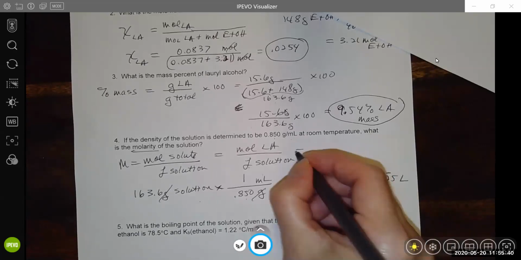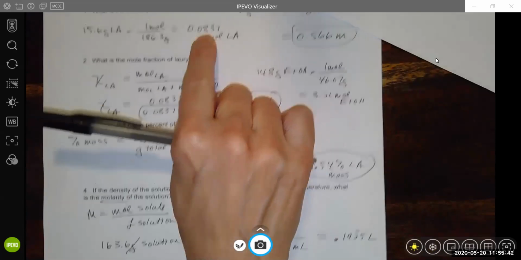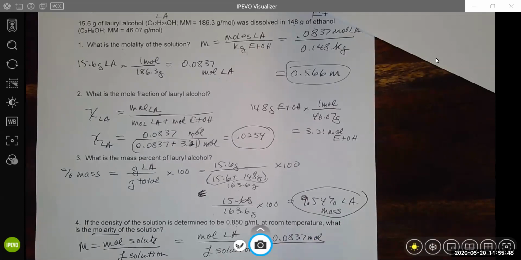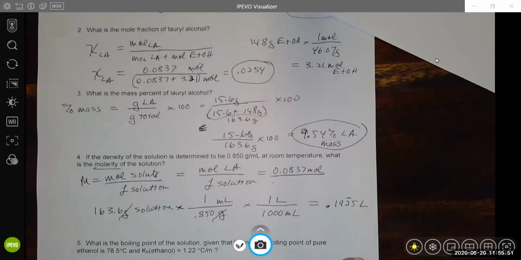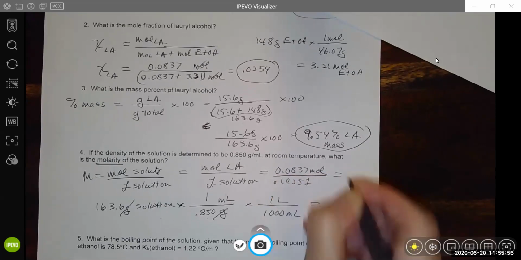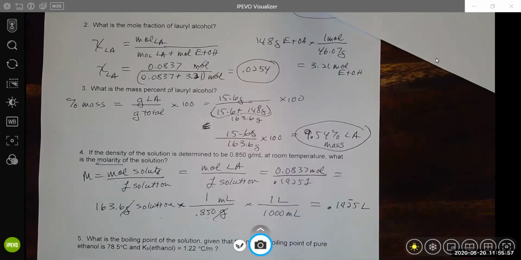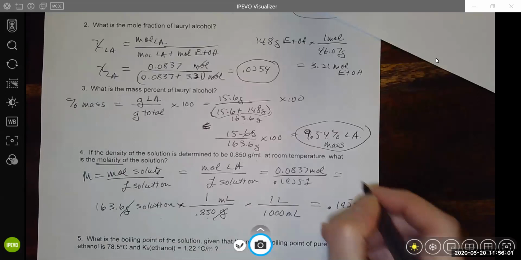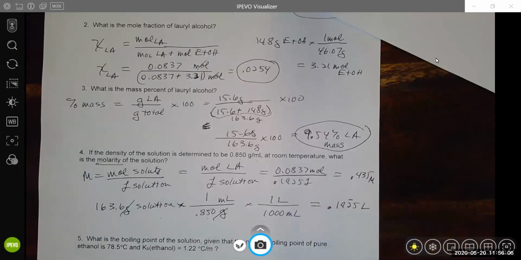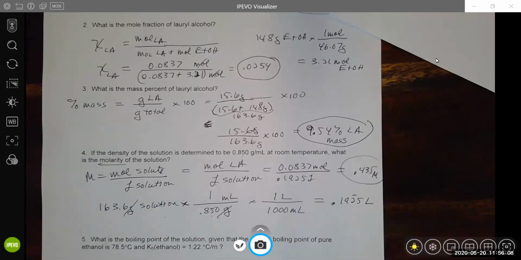So my molarity, go back and take the moles from up here. Oops, sorry if you can't see that. Divide by 0.1925 liters, and that comes out to 0.435 molar, a 0.435 molar solution. Okay. So that's all that we're going to do in this video.